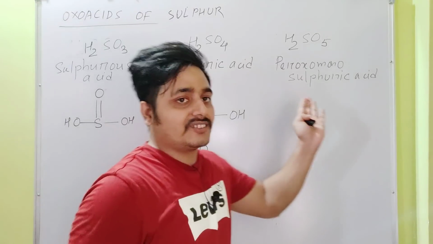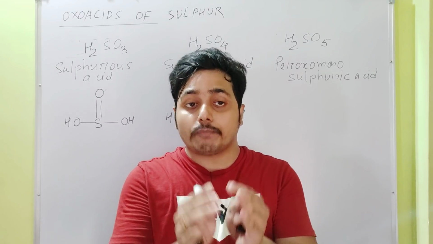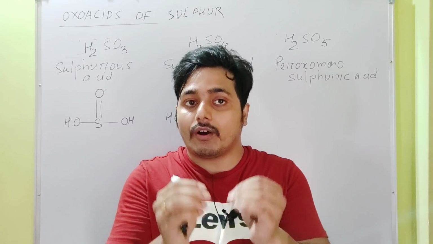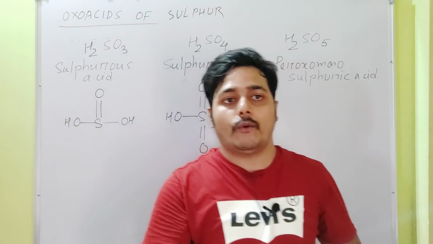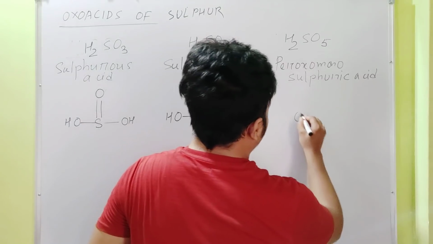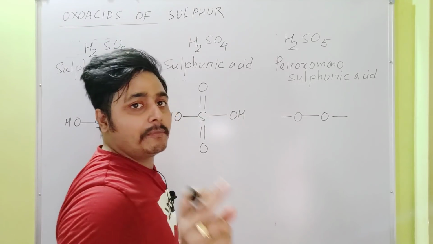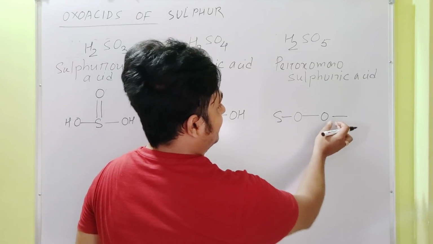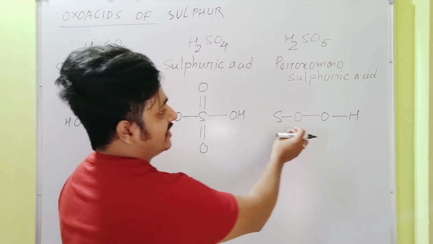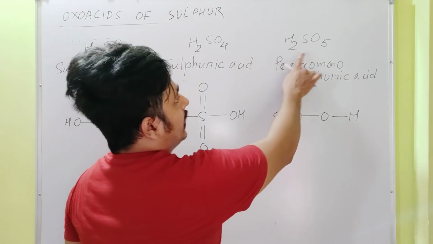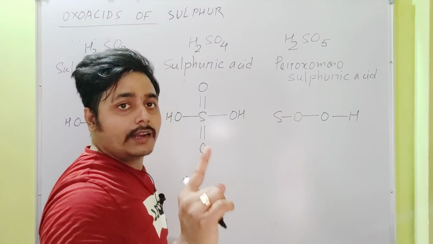This compound is peroxomonosulfuric acid. As a peroxo compound has a peroxide link, therefore this compound has a peroxide link. What is a peroxide link? This one. Now at this side I place sulfur, and at this side I place hydrogen. After placing one hydrogen, this compound has 1 hydrogen. This 1 hydrogen means 1 OH bond.